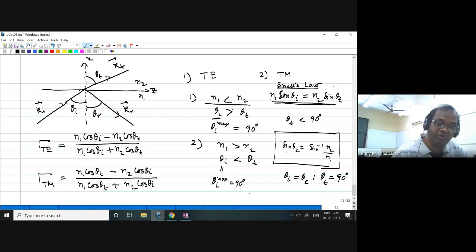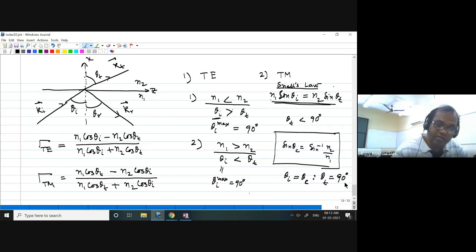So between two media, if n1 is greater than n2, then obviously n2 by n1 is less than 1. Obviously that is correct. The inverse sine of n2 by n1, which is less than 1, actually measures the critical angle, where we are sure that your transmission angle or refracted angle should be 90 degrees.